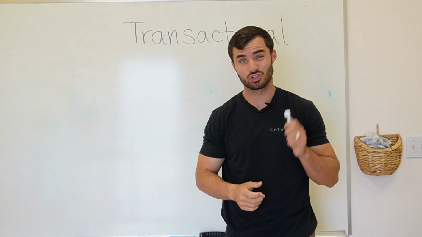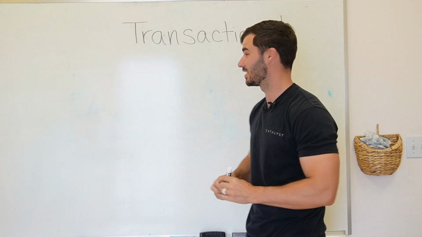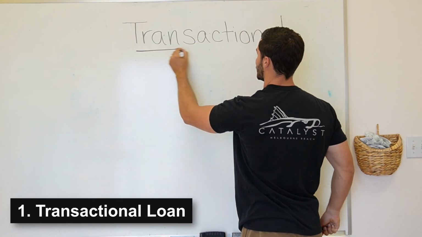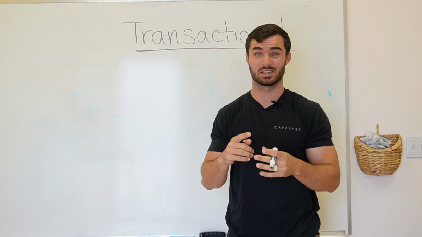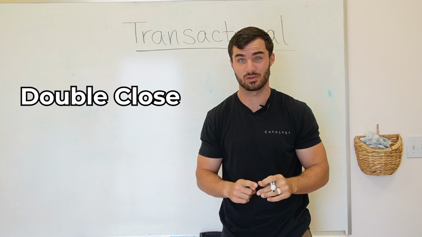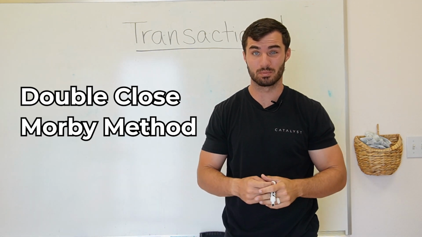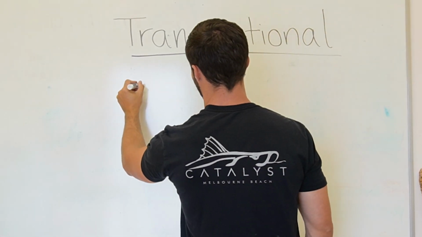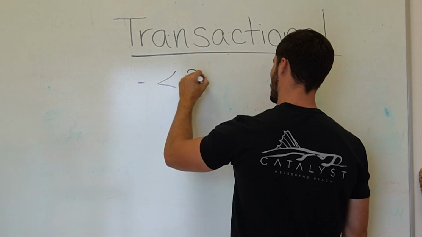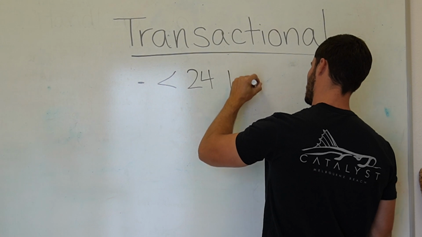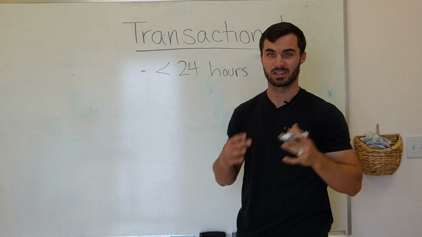Now I'm going to start with the shortest term type of loan first, and that is your transactional loan. Now, a couple things to note about a transactional loan. This can be things like a double close. That might be how you've heard about it. Could be maybe you've heard the name Morby method, but here's the thing to note about a transactional loan. A transactional loan is going to be less than 24 hours. That's all it is. It's less than 24 hours.